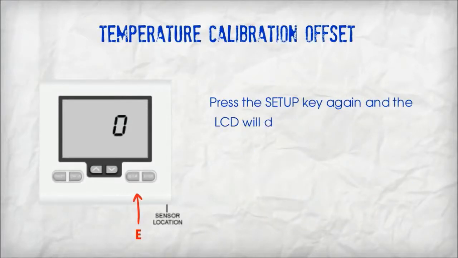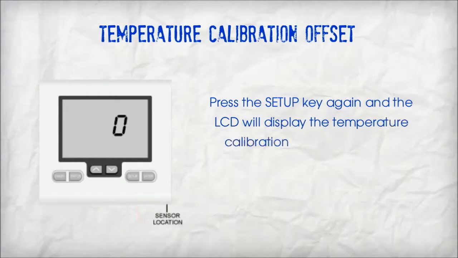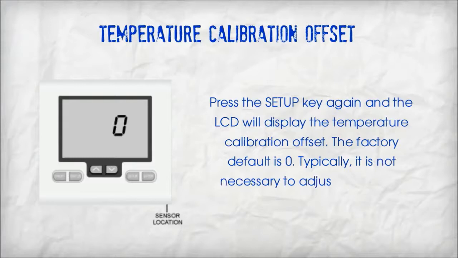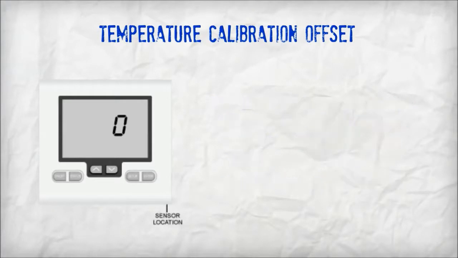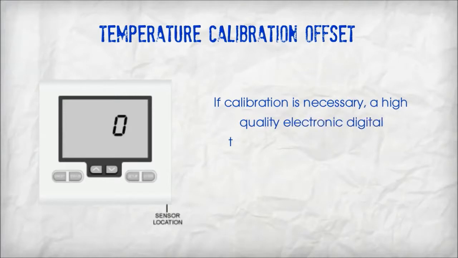Calibration. Press the Setup key again, and the LCD will display the temperature calibration offset. The factory default is 0. Typically, it is not necessary to adjust this setting. If calibration is necessary, a high-quality electronic digital thermometer must be used.